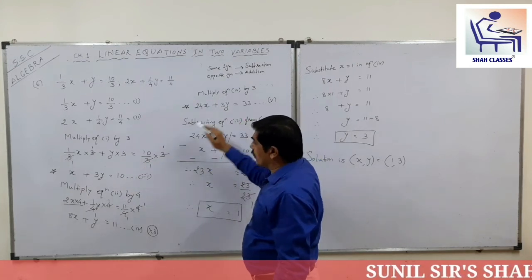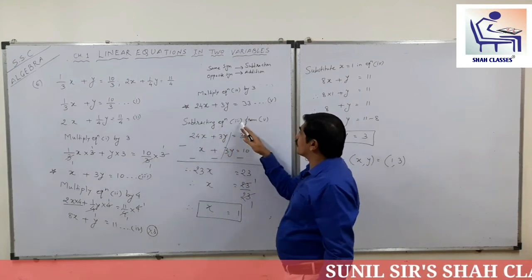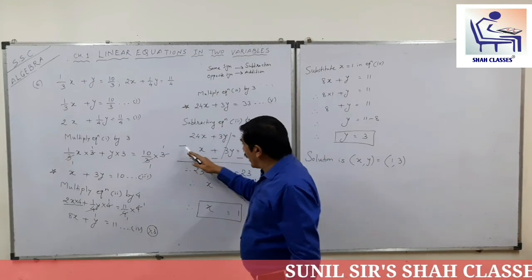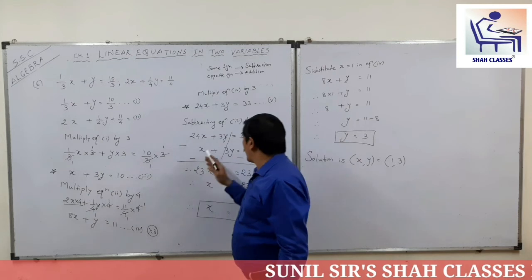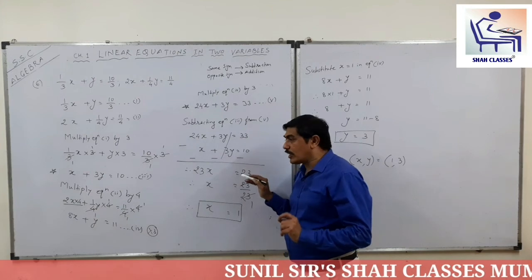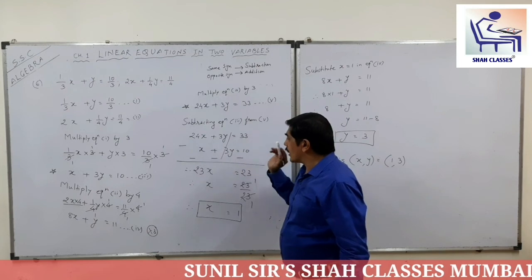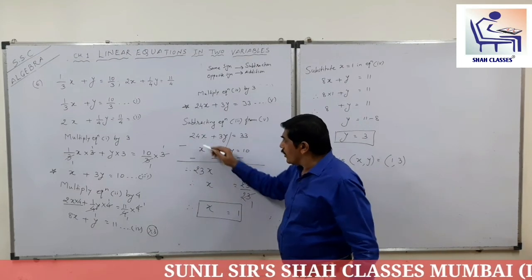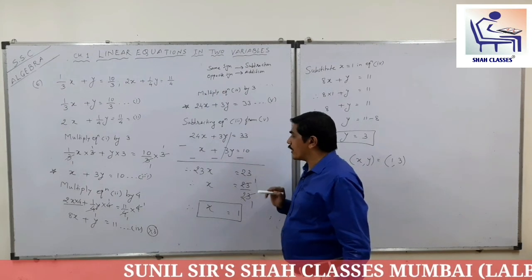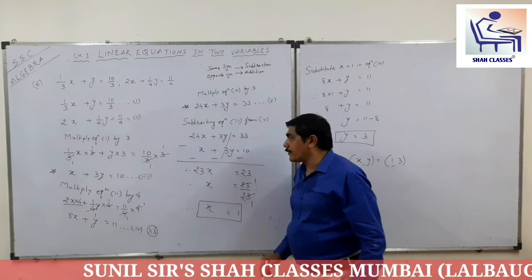Now, after deciding that both are positive, we will go for subtraction. So subtracting equation 3 from 5: 24x plus 3y is equal to 33 minus x plus 3y is equal to 10. While doing the subtraction, please change the sign. Don't forget to change the sign. That is the logic here. So we get the cancellation, the chance to cancel any one variable. So now 24 minus 1 is 23. 33 minus 10 is equal to 23. So x is equal to 23 upon 23. So x is equal to 1.